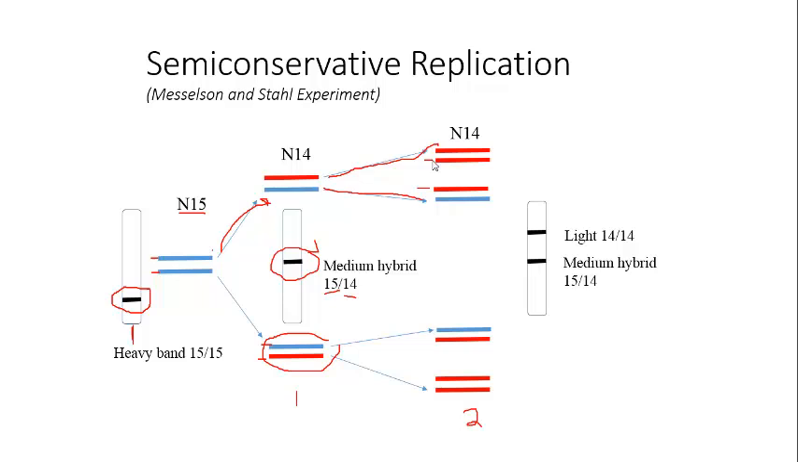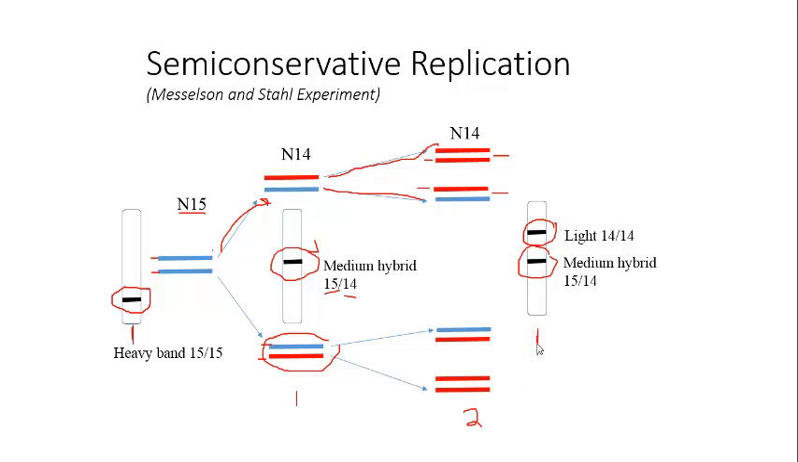So after the second round of replication, they put the DNA into a centrifuge, and they got a medium hybrid band again, and that's because of this one right here, and they got a light band because of this one right here, which contained 14 and 14.